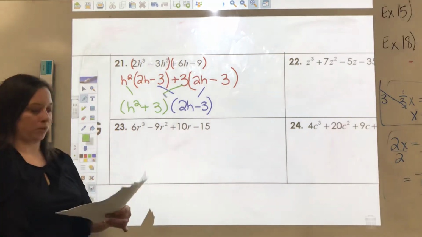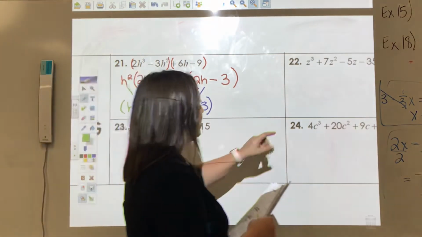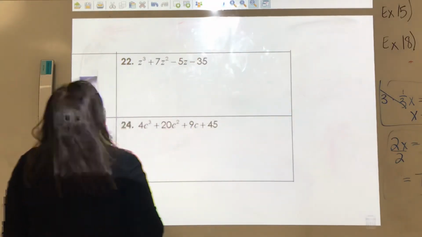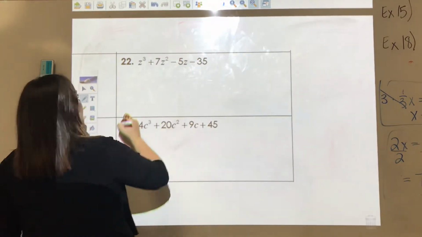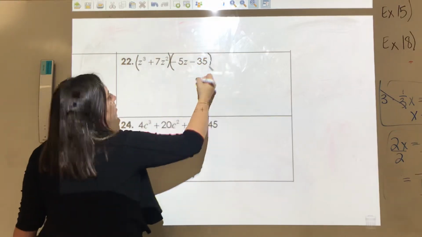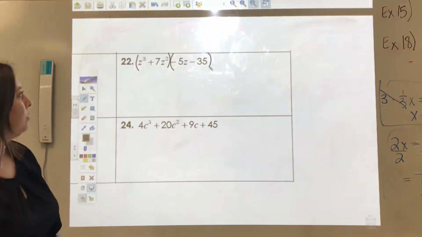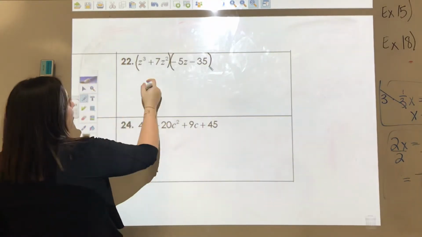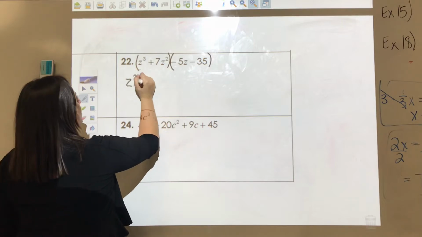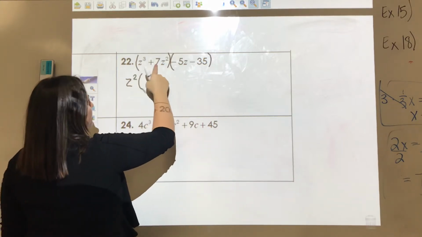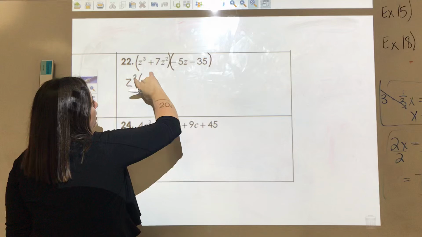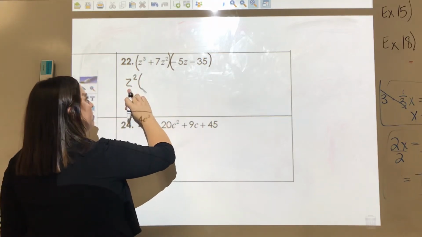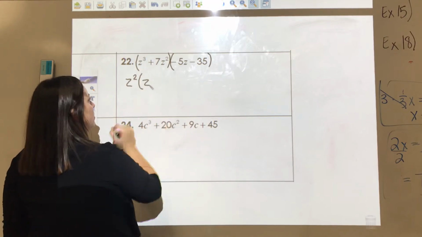I'm still going to go over number 23. Nope, I mean number 22. Okay, so moving on to number 22. Once again, your first step is to put parentheses around the first 2 and the last 2, like so. So out of these 2, what do they have in common? They have a z squared in common. Not a number because this is 1 and 7, but they do have z's in common. Pick the smallest exponent. So here you are going to pull out a z squared. So z squared times what gives you z cubed? That's going to be z.